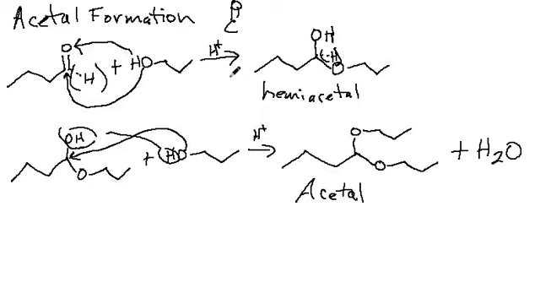Now, as I mentioned in class, both of these reactions are reversible. This is the reaction for acetal formation. These are unstable, so they can very easily go back to being the hemiacetal, and the hemiacetal can very easily go back to being the aldehyde.